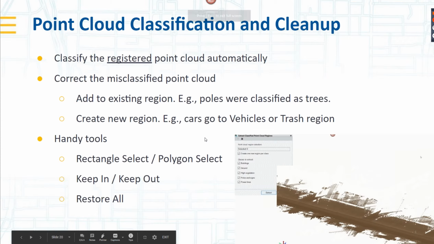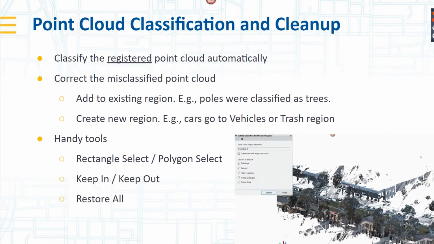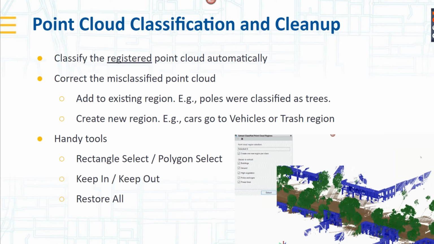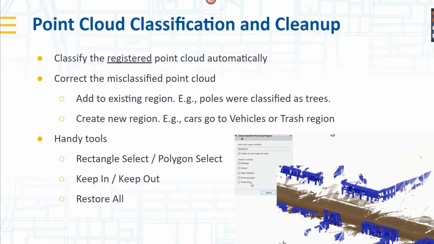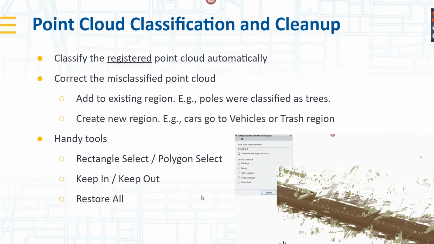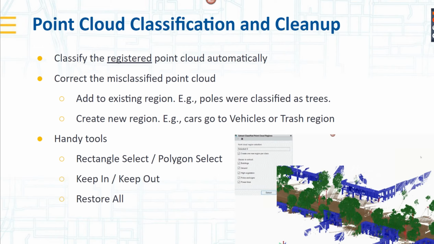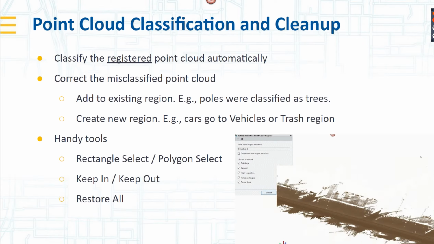So if you're already familiar with the TBC scanning module, we always classify the point cloud automatically and give you 5 different regions to work with. They are buildings, ground, high vegetation, poles and signs, and power lines. Of course, the algorithm cannot always give you 100% accurate results. So some human interference afterwards, or cleanup, is still necessary.